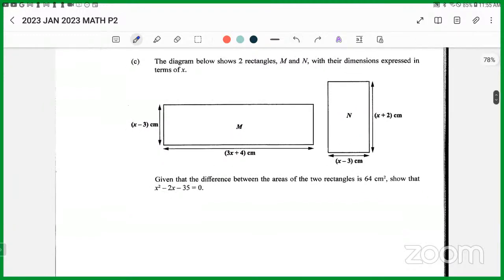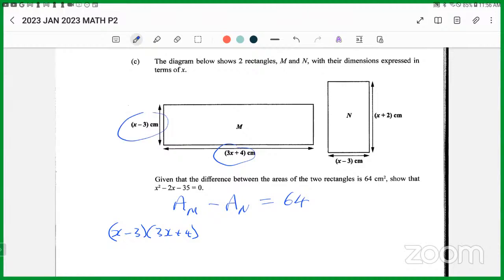So we can set up like this. Area of M minus area of N equals 64. That's what they said: the difference of the 2 areas is 64. What will be the area of M? It will be this dimension times this dimension. Multiply the 2 dimensions: x minus 3 times 3x plus 4. And then minus the product of these 2 dimensions, which is another x minus 3 times x plus 2, and that is equal to 64.